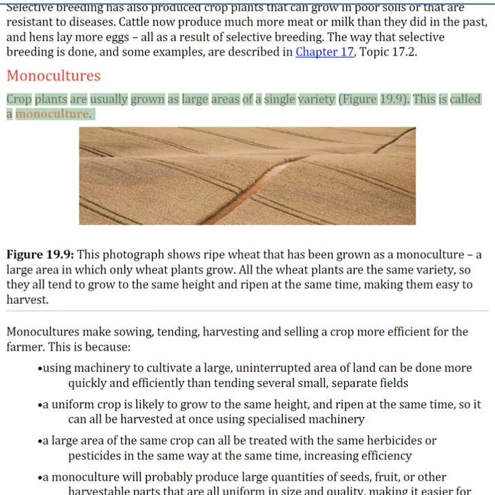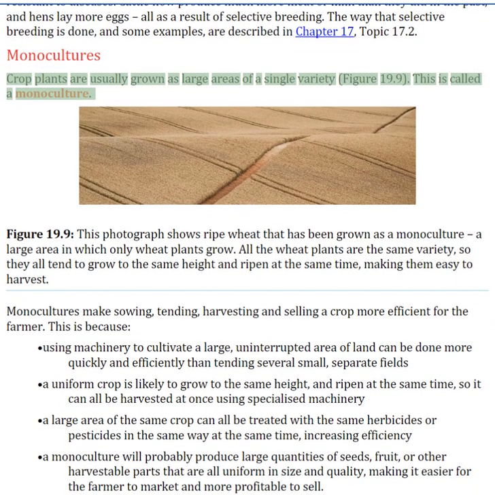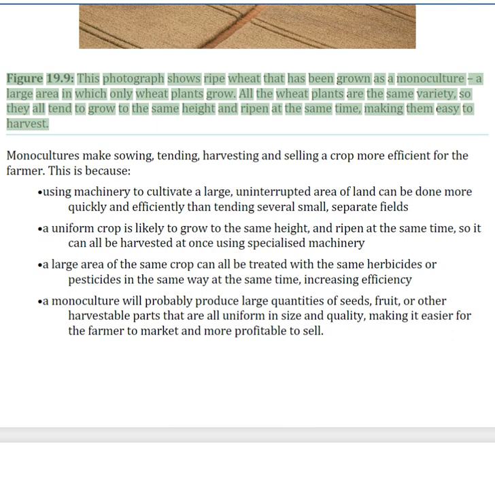Monocultures. Crop plants are usually grown as large areas of a single variety. This is called a monoculture. Figure 19.9, this photograph shows ripe wheat that has been grown as a monoculture, a large area in which only wheat plants grow. All the wheat plants are the same variety, so they all tend to grow to the same height and ripen at the same time, making them easy to harvest.